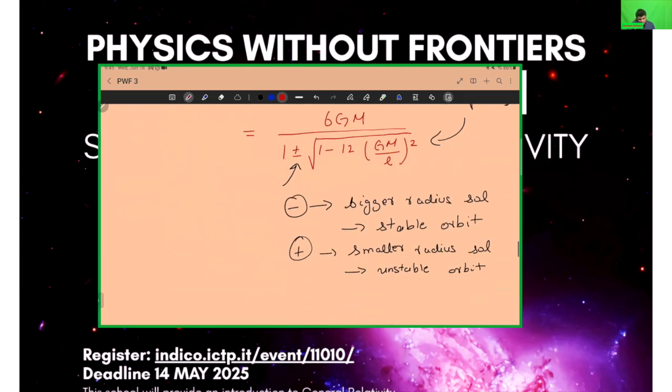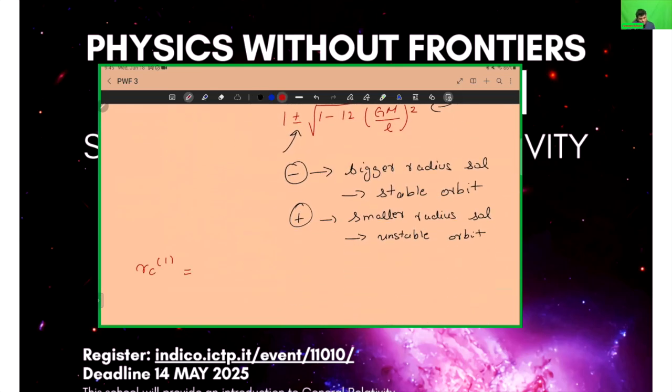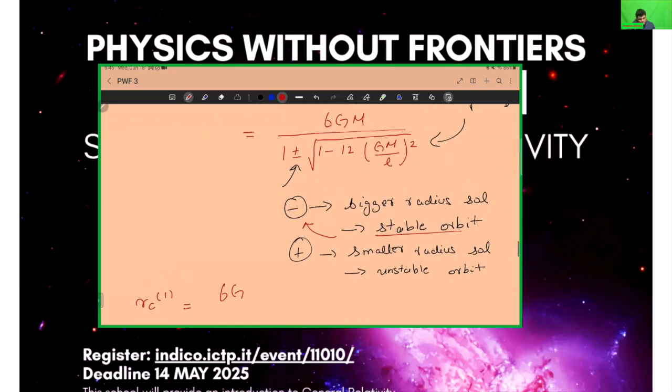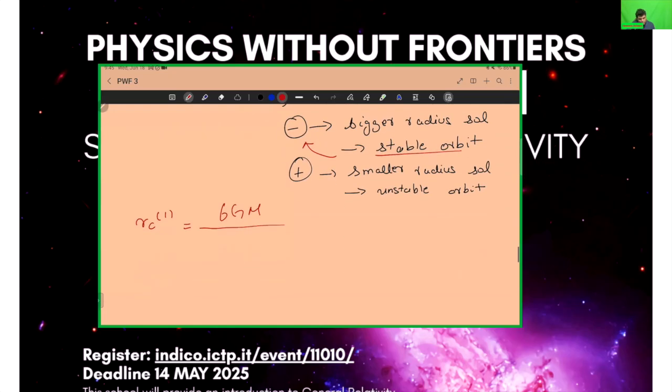So RC1 is the one that is stable, and the stable one corresponds to the minus sign. So it means that you have 6GM times 1 minus the square root of 1 minus 12 GM over L, right? And RC2 is the same thing with a plus sign, 1 plus the square root of 1 minus 12, right? Okay, so there are two things that need to be mentioned here.